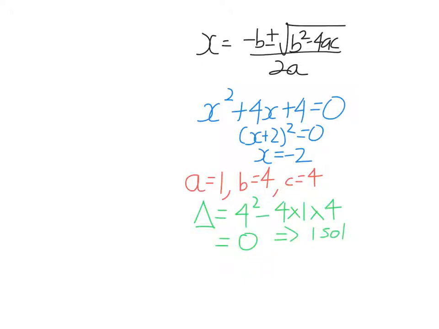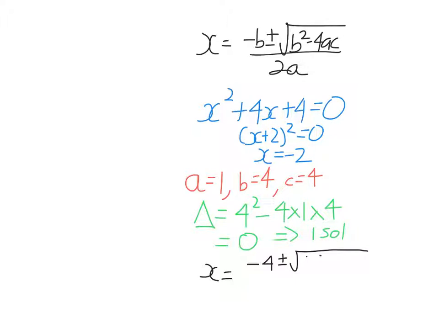Let's now use the quadratic formula to confirm that that one solution is minus 2. So we have x equals minus b plus or minus the square root of the discriminant.